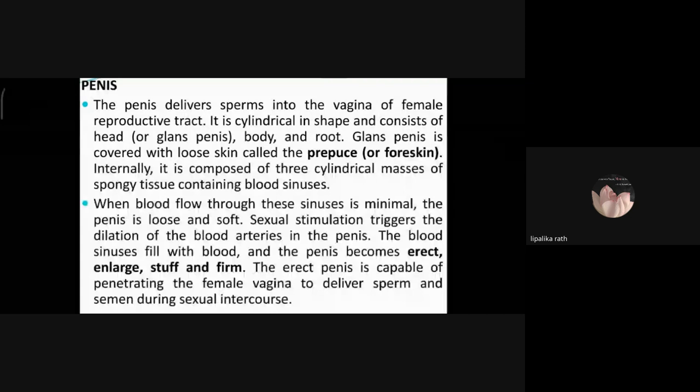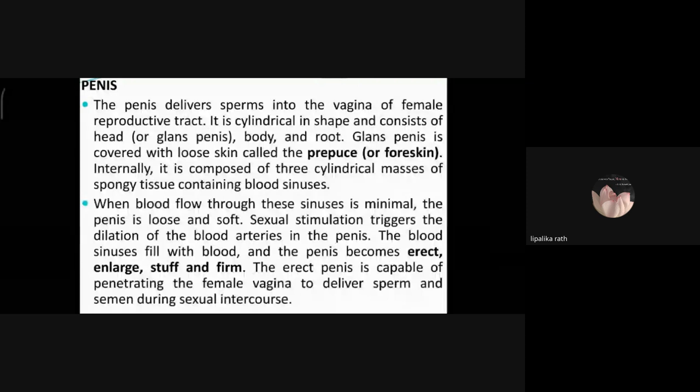Now, can you remember the sympathetic and parasympathetic nervous system? We have read that when the parasympathetic nervous system is active, the blood flow will be less, so at that time the penis will be loose and soft. When the sympathetic nervous system is active, blood flow is high, and at that time the penis may become erect, hard and stiff. Sexual stimulation triggers the dilation of blood arteries in the penis. When the arteries dilate, there is more blood flow, the blood sinuses fill with blood, and the penis becomes erect, enlarged, tough and firm.